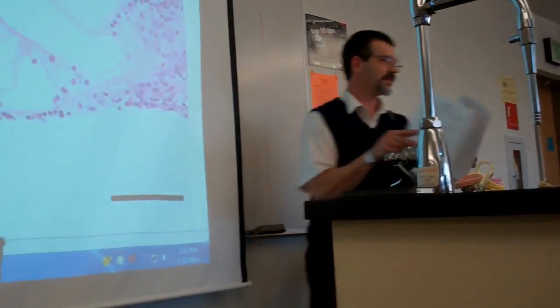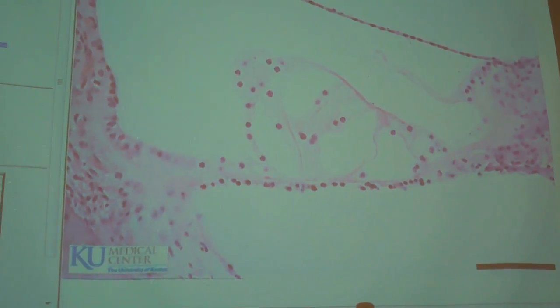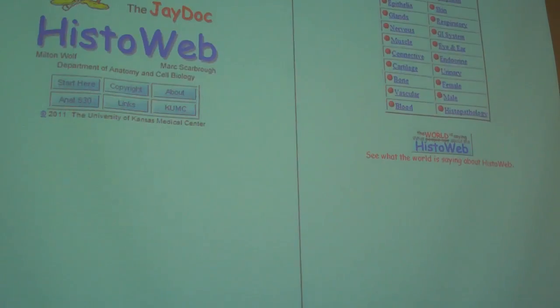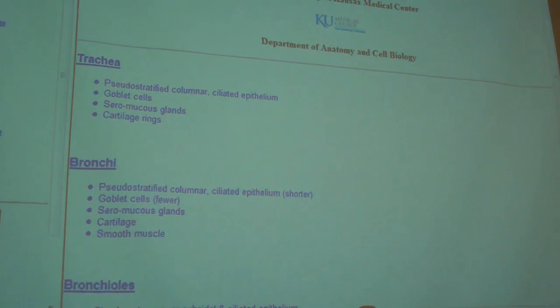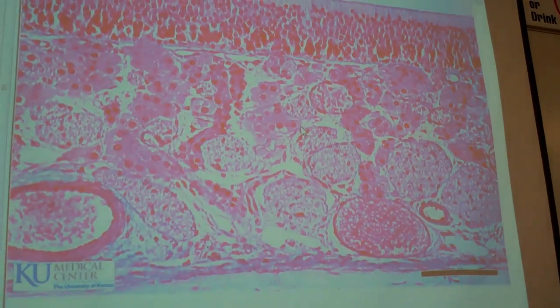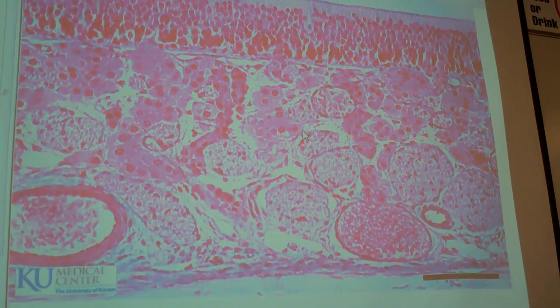Let's do some slides. That ends the model, so let's do some slides. Let's go back. Okay, so this is not an ear, right? I don't see triangles, I don't see snails. So what is this?